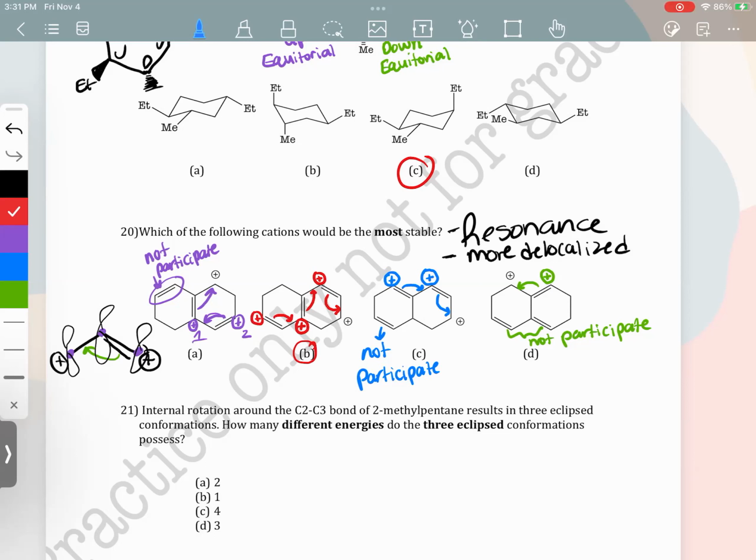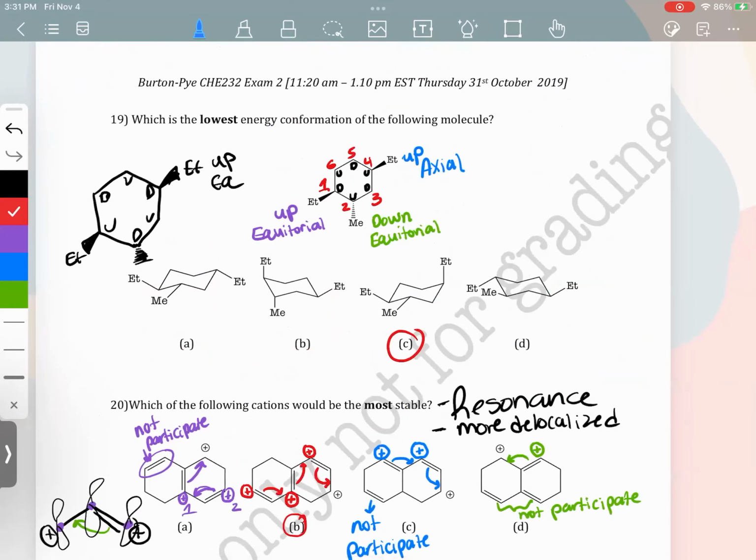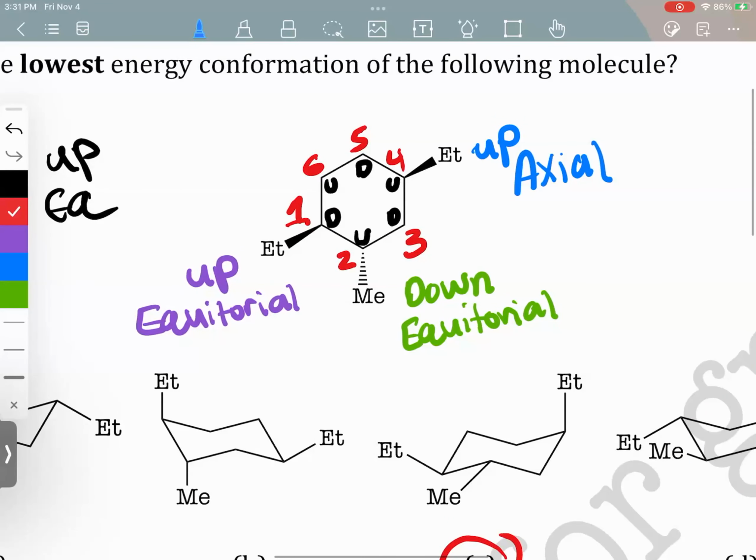Any questions? I have a quick question. For 19, I just want to make sure, why do you make the first thing equatorial instead of axial? Is it just how you're supposed to do it? Yeah, it's how you're supposed to do it because we know an ethyl substituent is bigger than a methyl substituent. So the bigger substituent groups, you always want to push in equatorial position so that it's more stable. For the most stable conformation, you want to push in equatorial. All right. Okay.